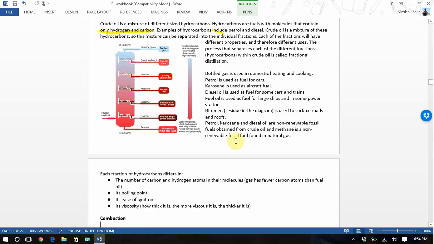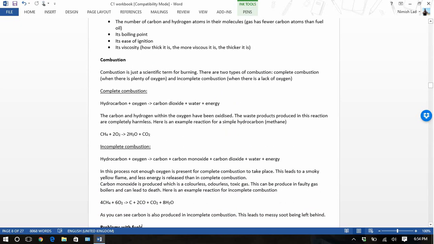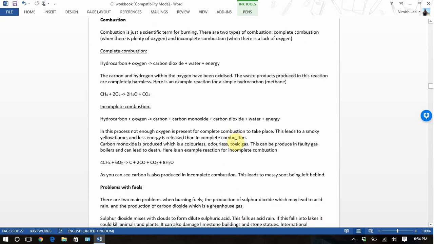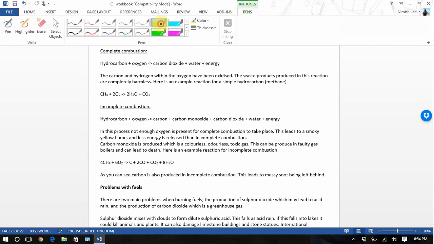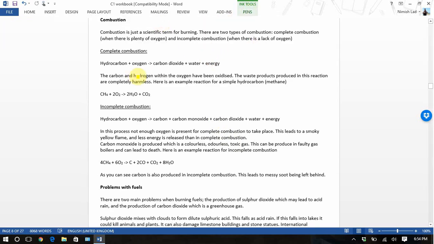Right, let's move on. So once we have these fuels, we can heat them, so we can burn them. Burning is the everyday word, and the scientific word is combustion. There are 2 types. Complete, that's where there's lots of oxygen, and incomplete, that's where there's not so much oxygen, where there's a lack of oxygen. So complete combustion, you always get this process taking place. Hydrocarbon plus oxygen equals carbon dioxide plus water plus energy. That's the process that happens.